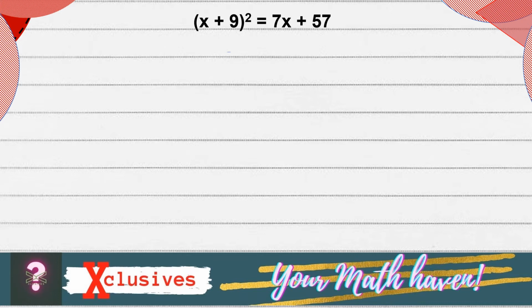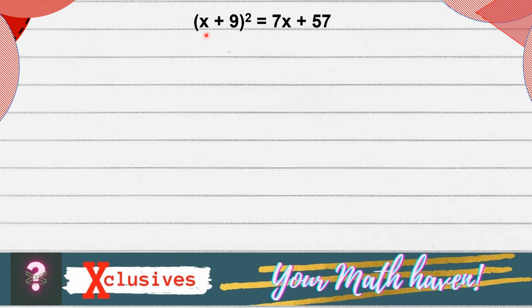For our second example, we need to solve for the roots of the quantity x plus 9 squared is equal to 7x plus 57. We are going first to simplify the quantity x plus 9 squared. To do that, we may use this pattern.